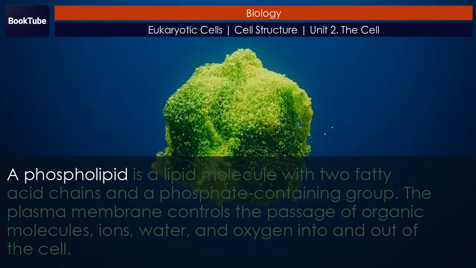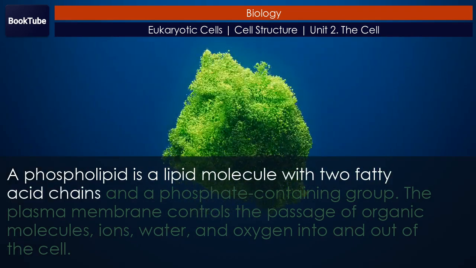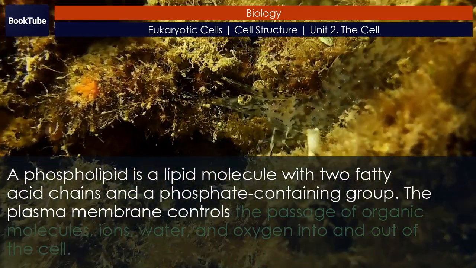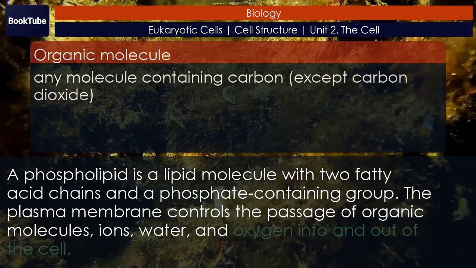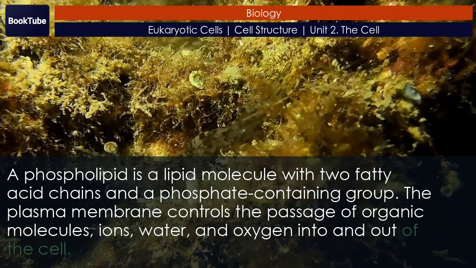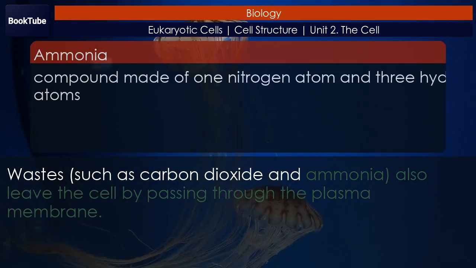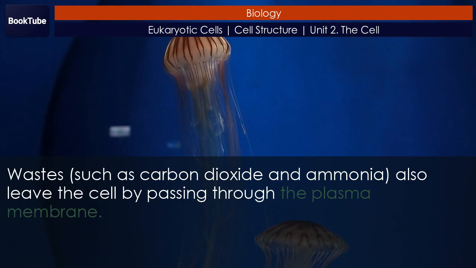A phospholipid is a lipid molecule with two fatty acid chains and a phosphate-containing group. The plasma membrane controls the passage of organic molecules, ions, water, and oxygen into and out of the cell. Wastes, such as carbon dioxide and ammonia, also leave the cell by passing through the plasma membrane.